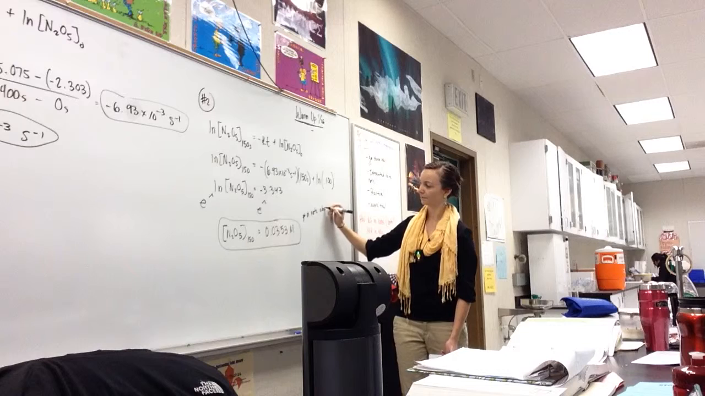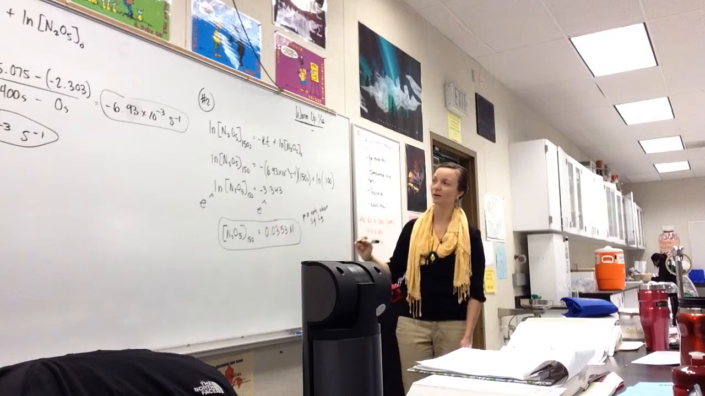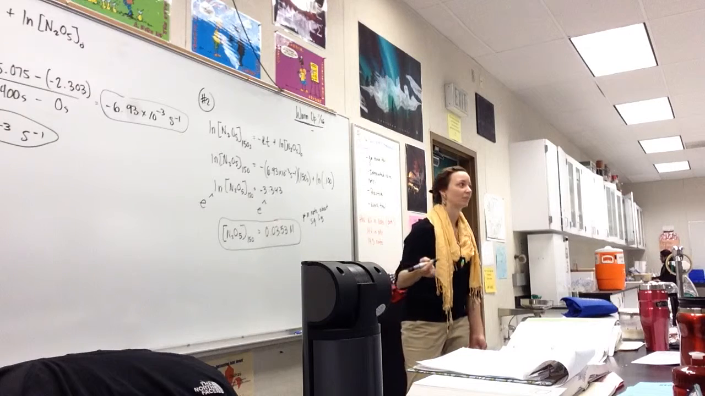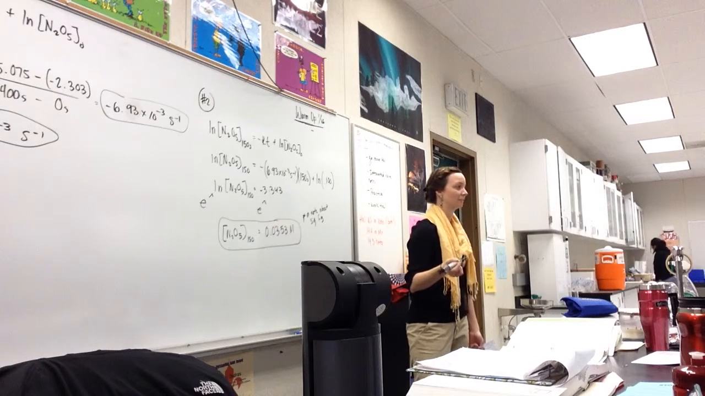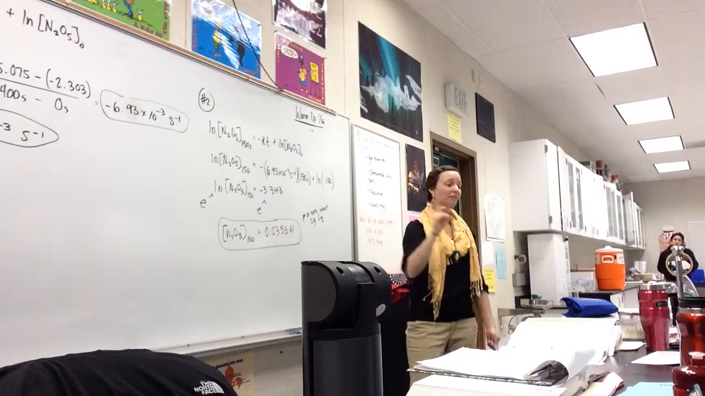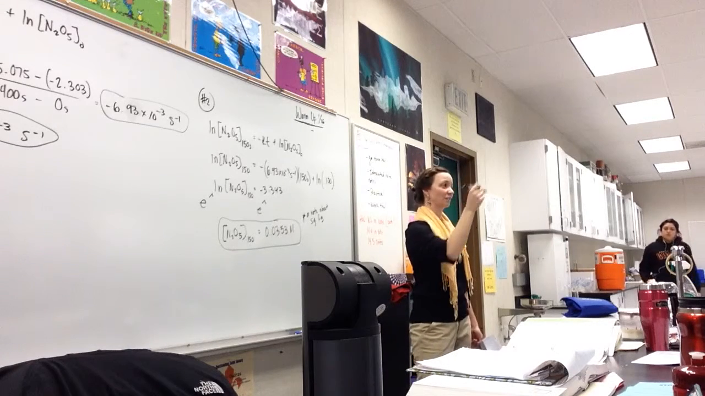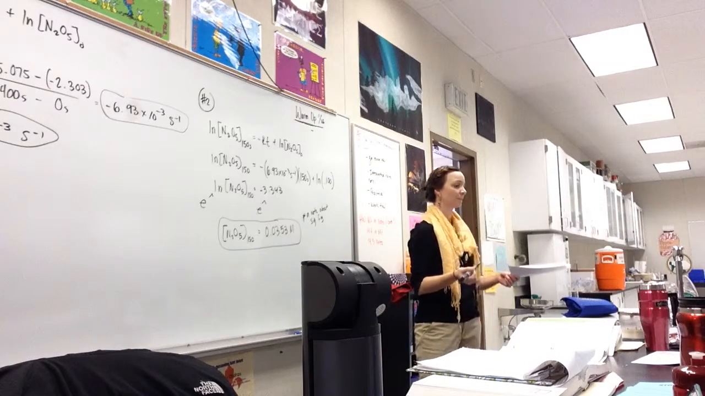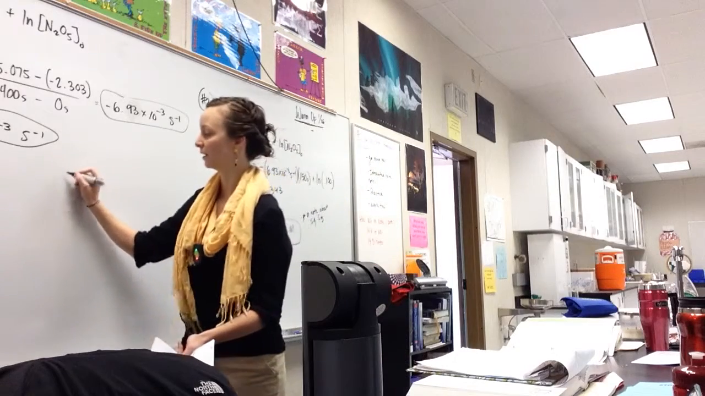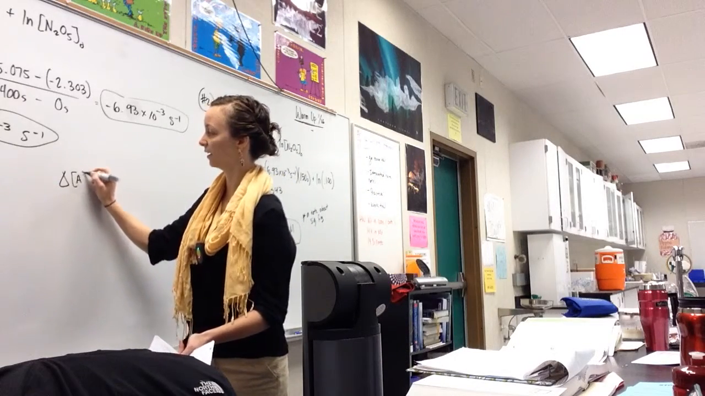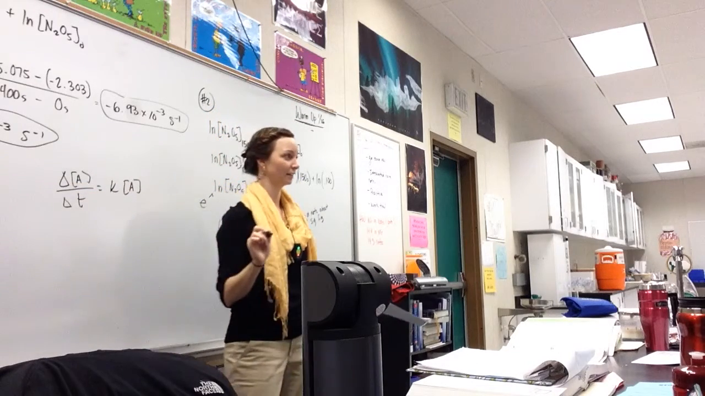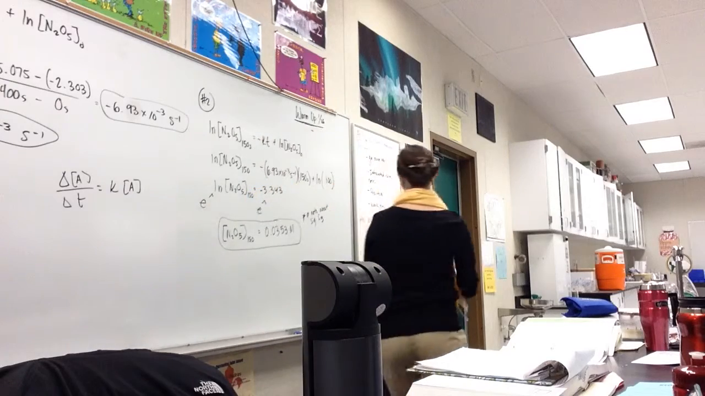Yes? I don't get where you get all these LN. It's because, and this is not required knowledge, the integral of 1 over x is natural log of x. Does that sound familiar? Yeah. I'm going to send out a YouTube video for those of you who are interested in watching. You could find the derivations online just to see how they actually arrived at it. What are we deriving? You're deriving delta A over delta T equals K delta A. That's what you're deriving. Okay.